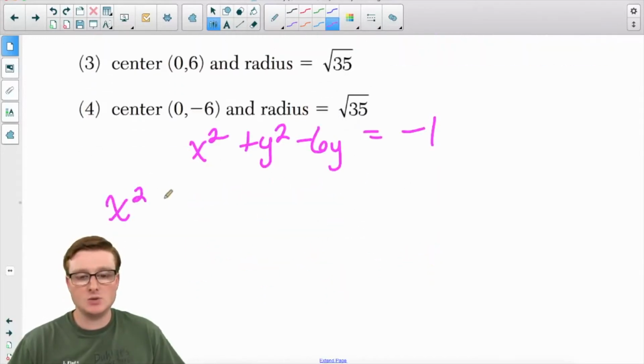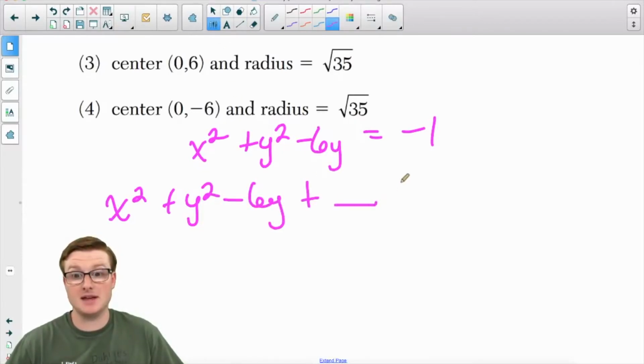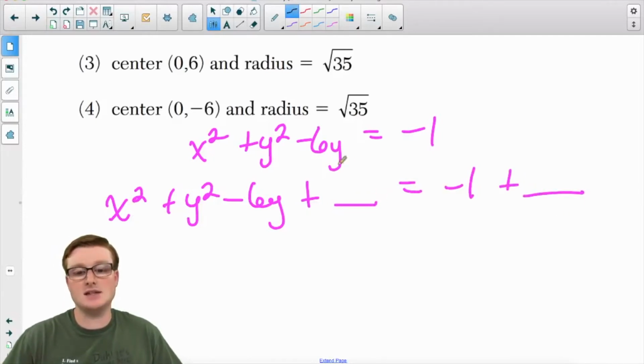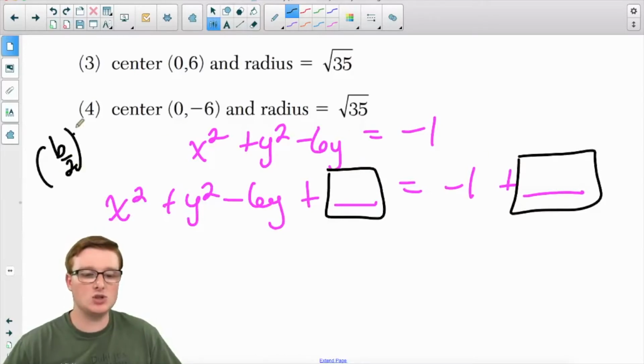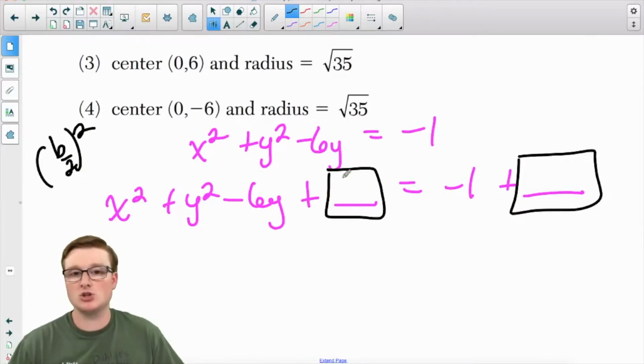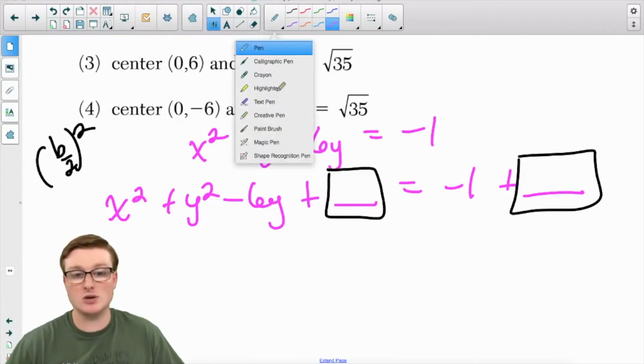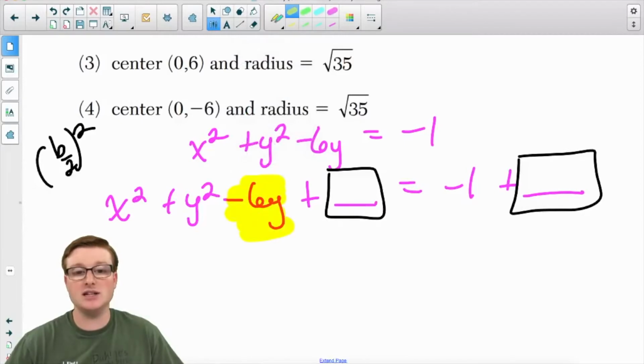So x squared plus y squared minus 6y plus something is equal to negative 1 plus something. In order to get this number in here, we need to use the formula b divided by 2 squared. Remember, we're trying to create a perfect square trinomial. So we take half the linear term, in this case negative 6, and we square it. Negative 6 divided by 2 is negative 3. Negative 3 squared is going to be 9, and 9.